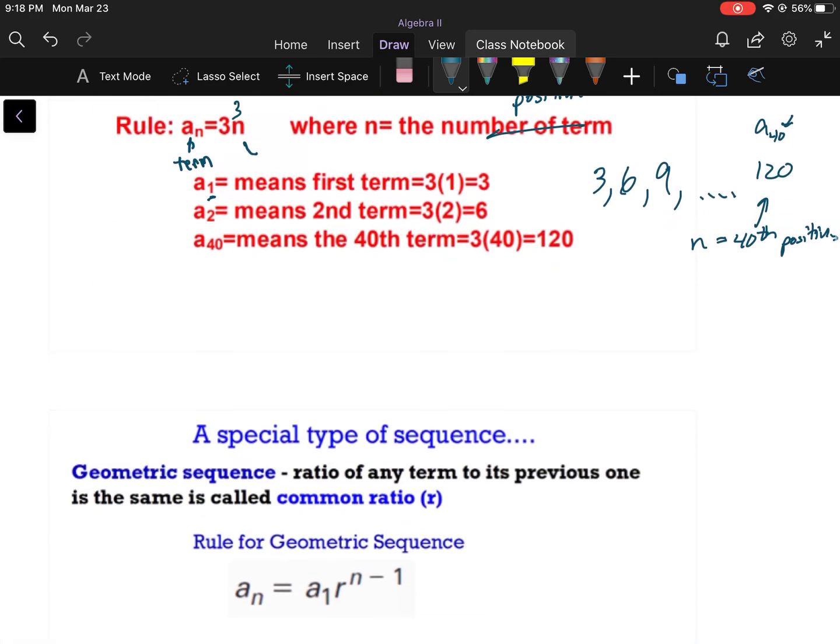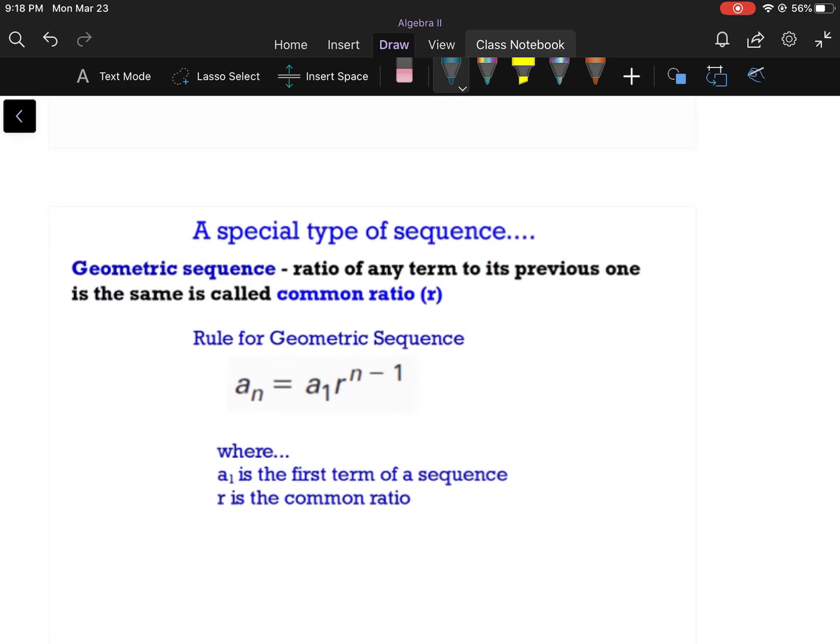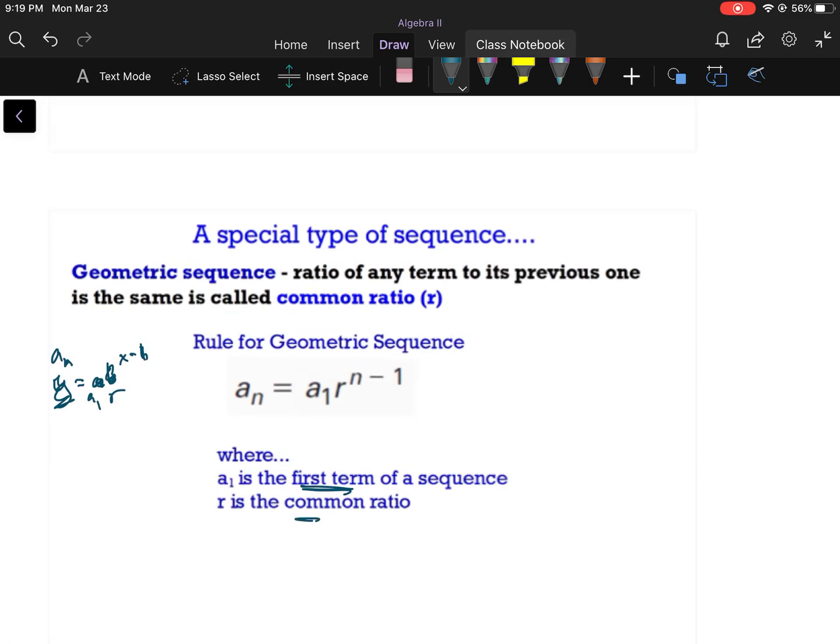So the first one we're going to talk about is a special type of sequence. It's called a geometric sequence. And here's why we're talking about this one first. We just got done talking about exponential growth. So y equals a times b to the x minus 1. We're just going to replace the y with a sub n. The b is going to be an r, and I'll talk about r here in a little bit. The a is going to be the a sub 1. So basically, we need the first term of the sequence, and this r is called the common ratio.